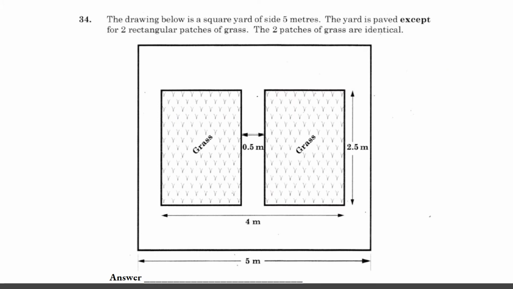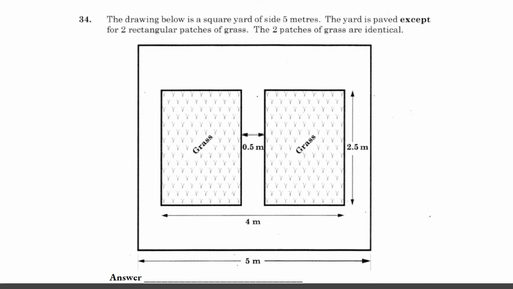The drawing below is a square yard of side 5 meters. The yard is paved except for 2 rectangular patches of grass. The 2 patches of grass are identical. So, the question wants us to find the paved area of the yard. So what we need to do is to find the area of the entire yard as well as the area of the 2 grass patches, subtract it, and that will tell us the area of the paved yard.